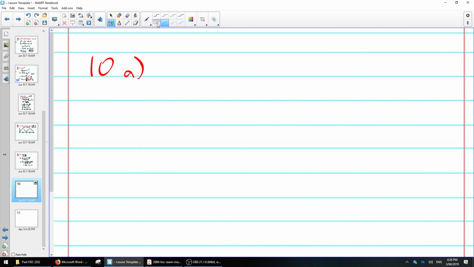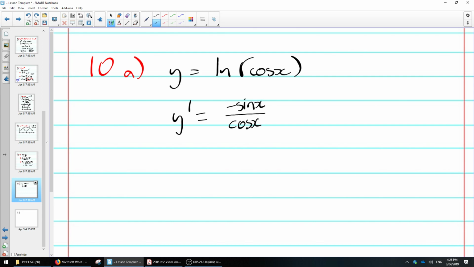Lastly, 10A, even though it says I. So show that dy/dx equals minus tan x. Basically that's saying if y equals ln cos x, we want to differentiate it. So how do you differentiate a ln? You differentiate what's inside and you put it on the top, and then you keep what's inside on the bottom. So what's the derivative of cos x? Negative sine x. And so negative sine x over cos x equals negative tan x.